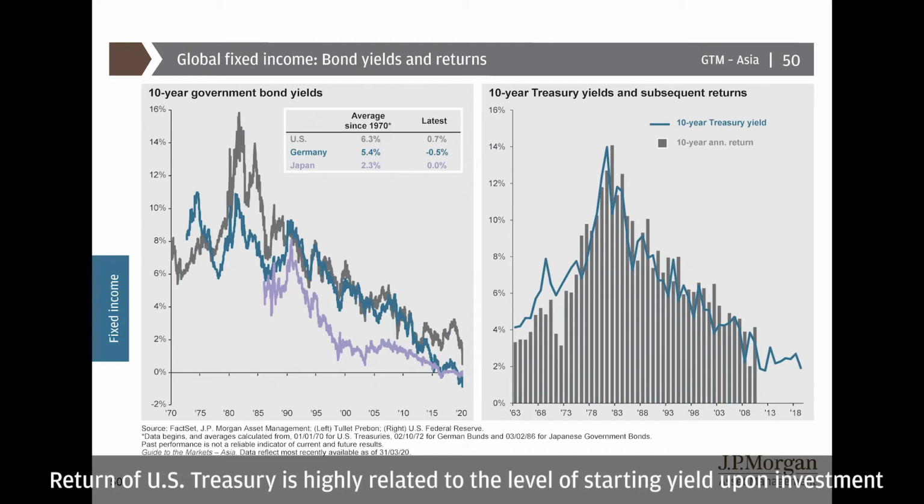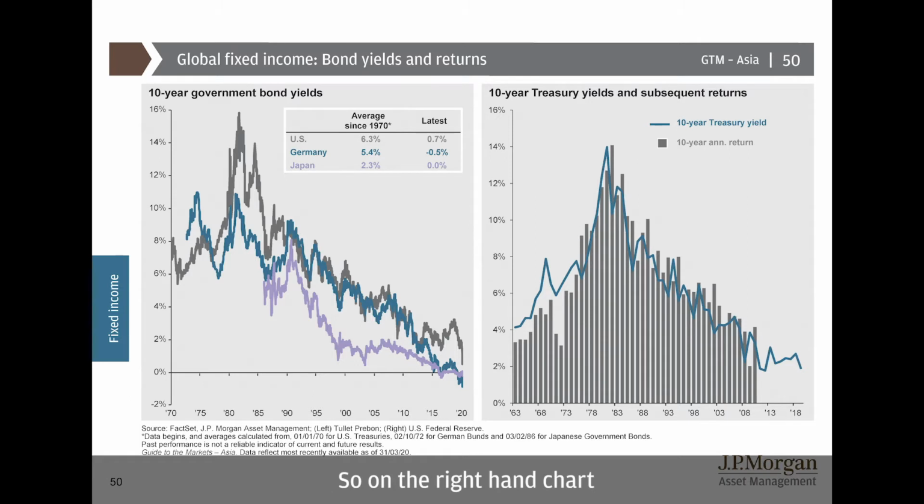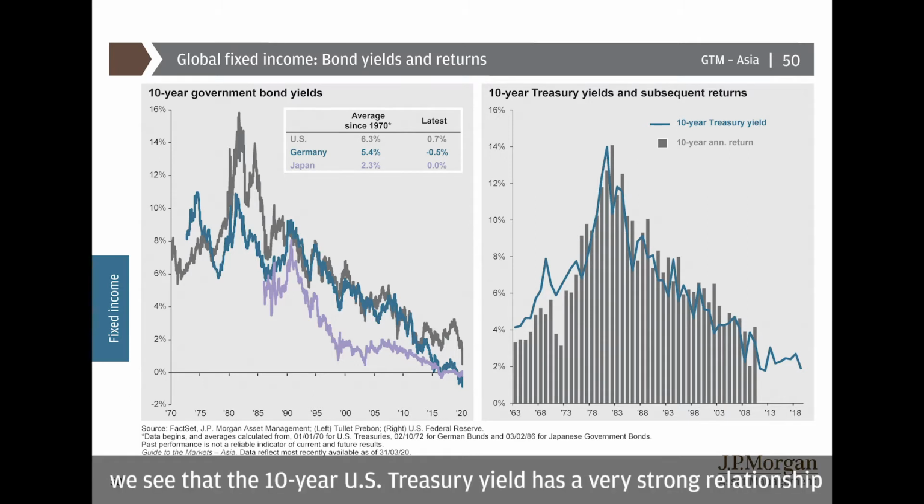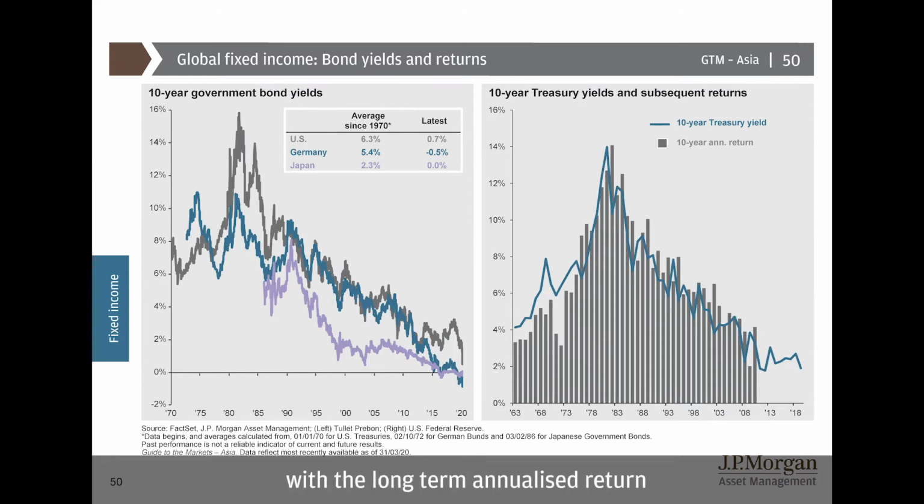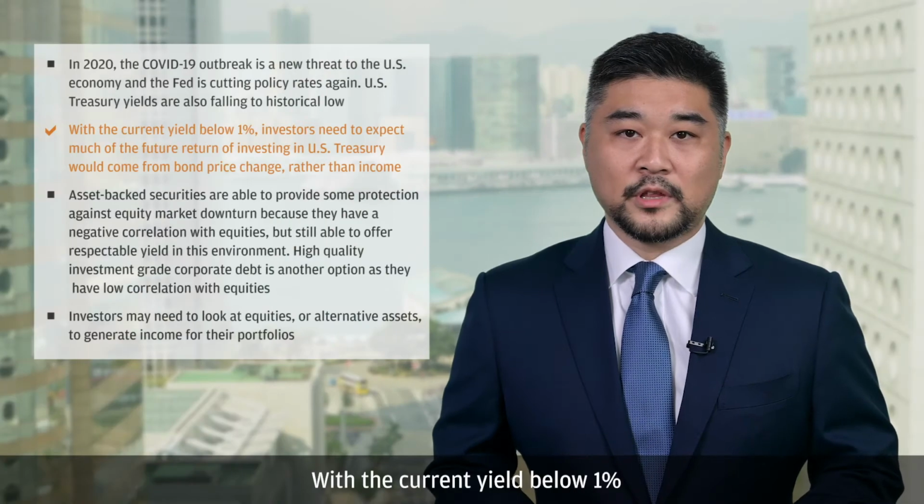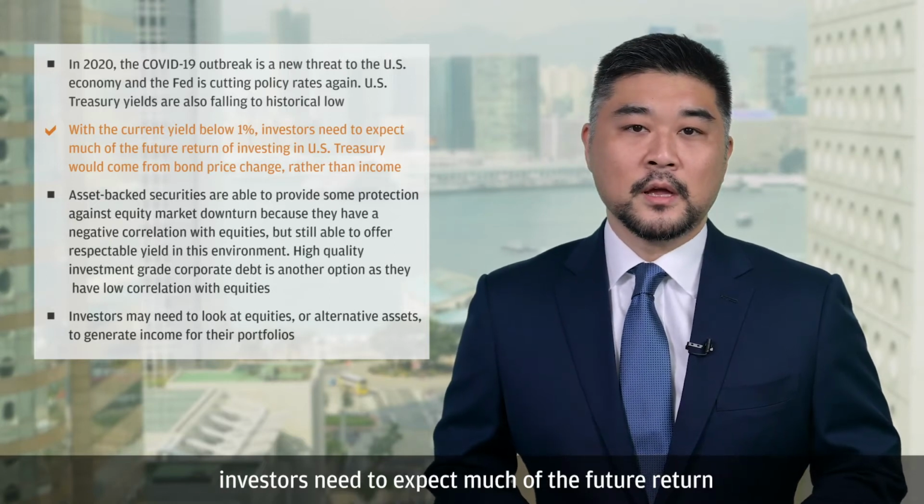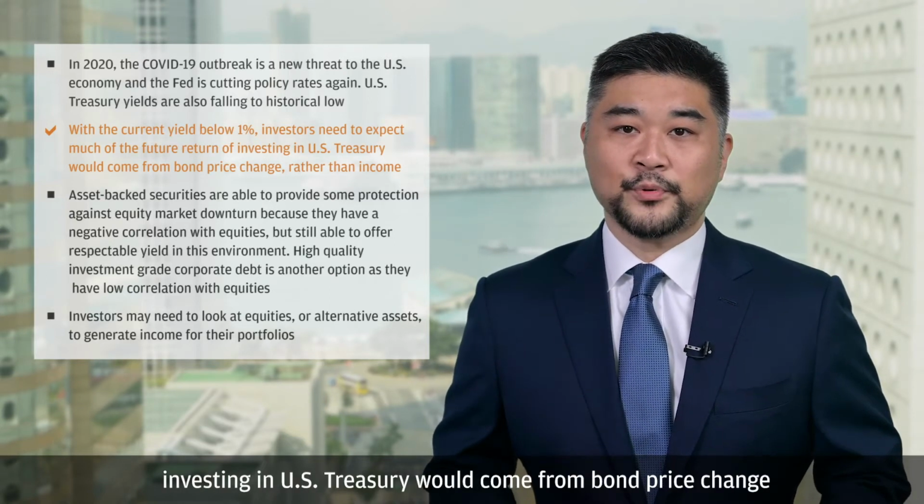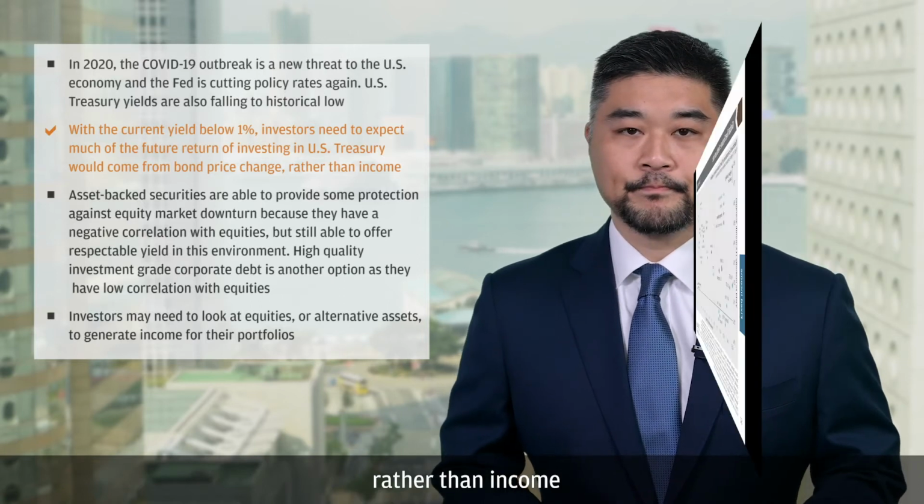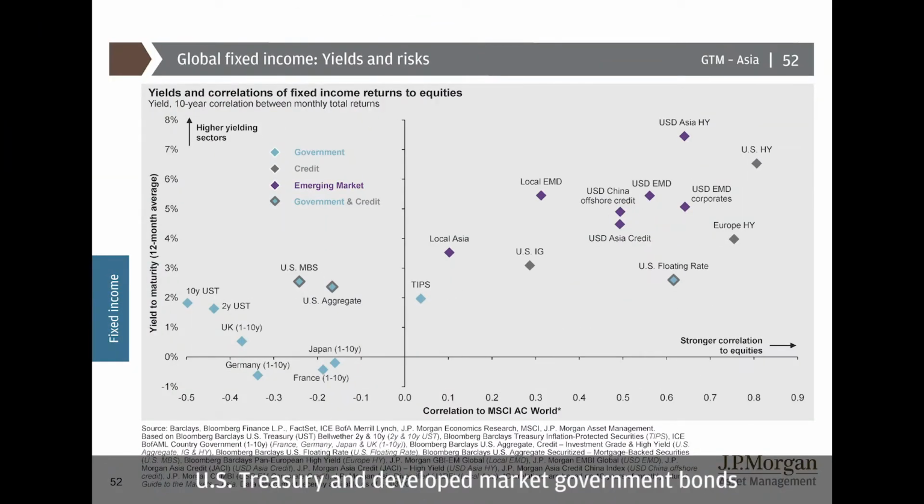Return of US Treasuries is highly related to the level of starting yield upon investment. So on the right-hand chart, we see that the 10-year US Treasury yield has a very strong relationship with the long-term annualized return. With the current yield below 1%, investors need to expect much of the future return from investing in US Treasuries will come from bond price change rather than income. US Treasuries and developed market government bonds are also offering investors protection against equity market correction because of a negative relationship with equities. But the income from these assets is now very low.